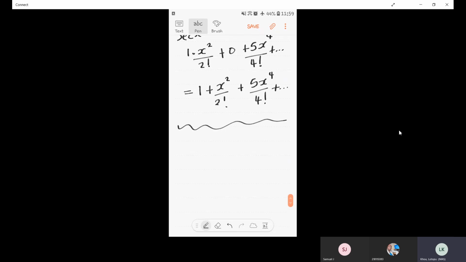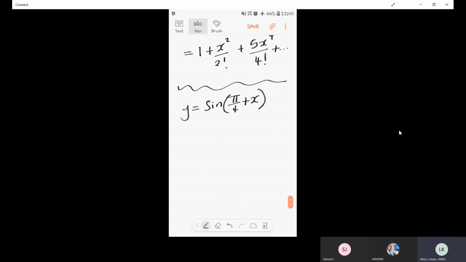If we have y is equal to sine of pi over 4 plus x. Now to work out this as a Maclaurin series, I will first substitute 0 in there. This is equal to sine of pi over 4 because x is 0. So sine of pi over 4, this is just square root of 2 over 2.